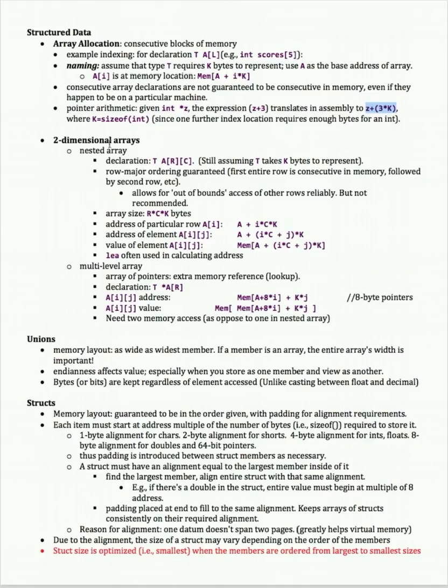We learned about two-dimensional arrays. There are two types of two-dimensional arrays: one is the nested array and the other is the multi-level array. They look very similar at the C level. However, they are very different at the assembly level. A nested array is a simple two-dimensional array in C.